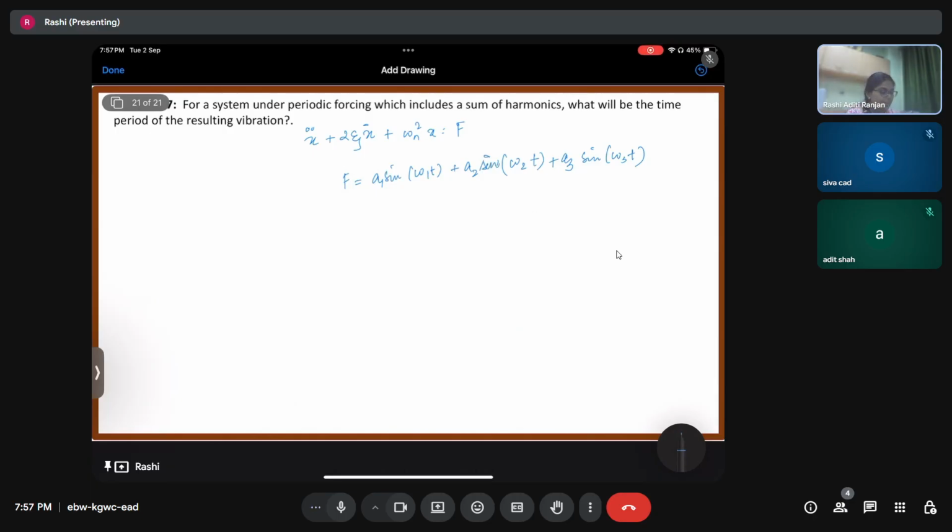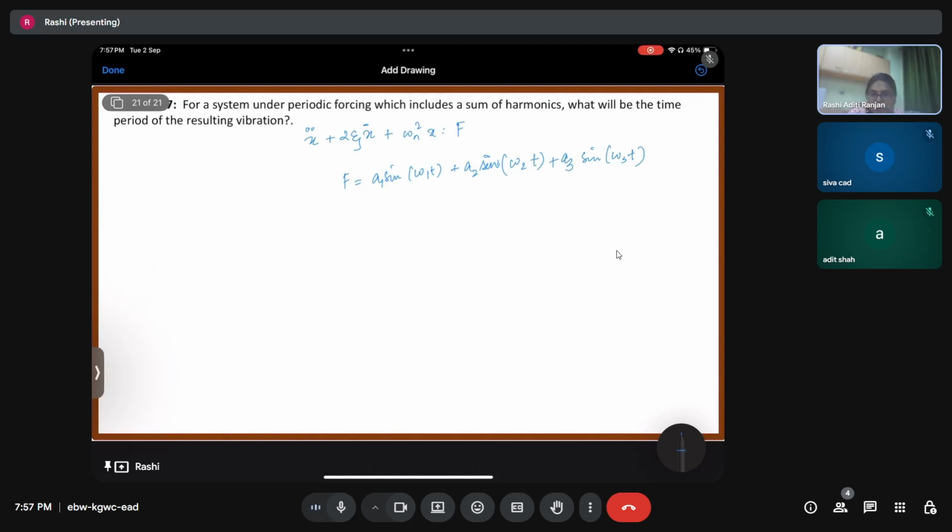If there is a forcing of this kind, what is going to be the period of the resulting vibration? Now you see, if I would have only omega 1, the period of oscillation would be determined by omega 1. But now I have three frequencies, omega 1, omega 2, and omega 3. So what is going to be the final frequency of oscillation?